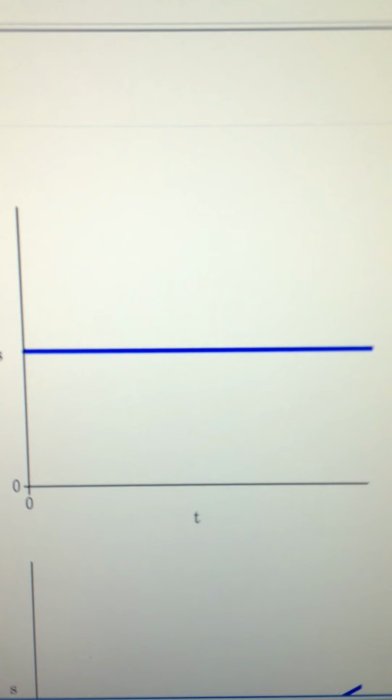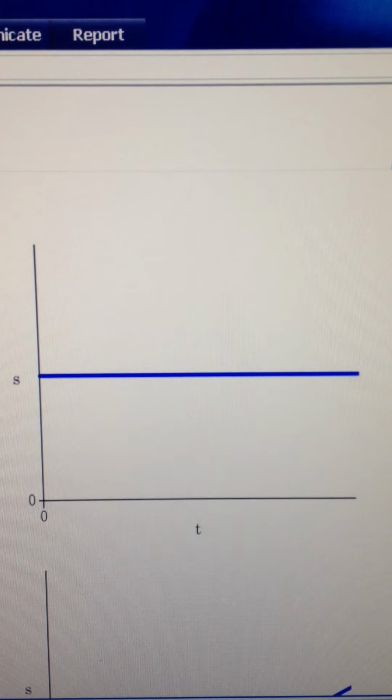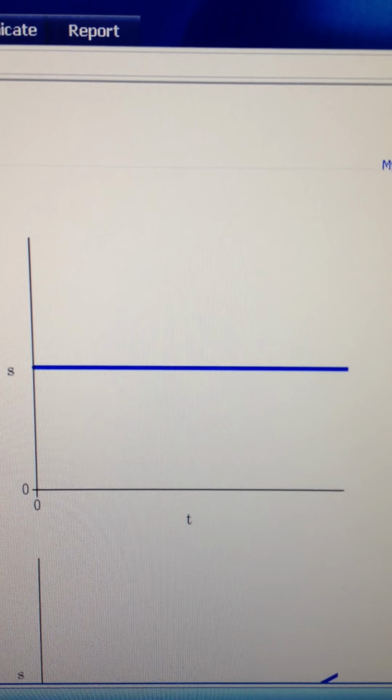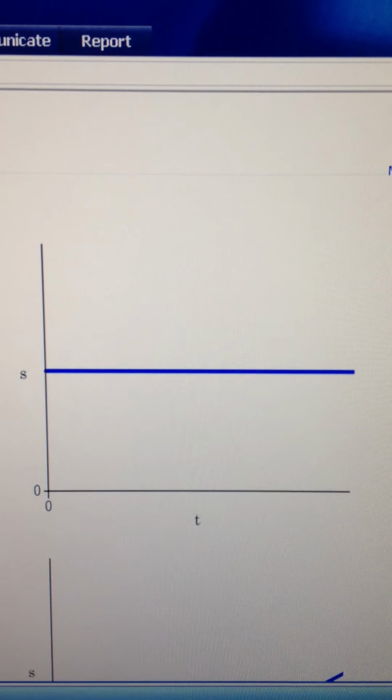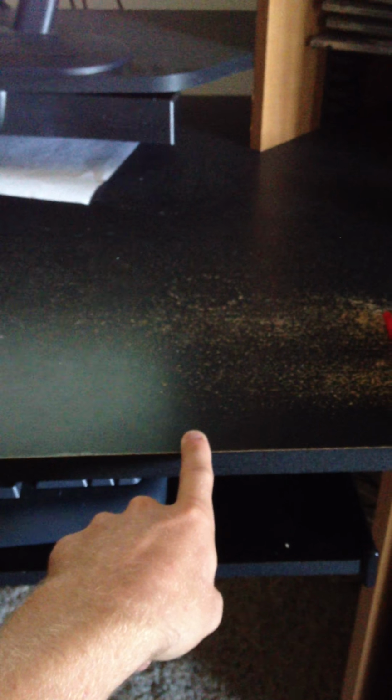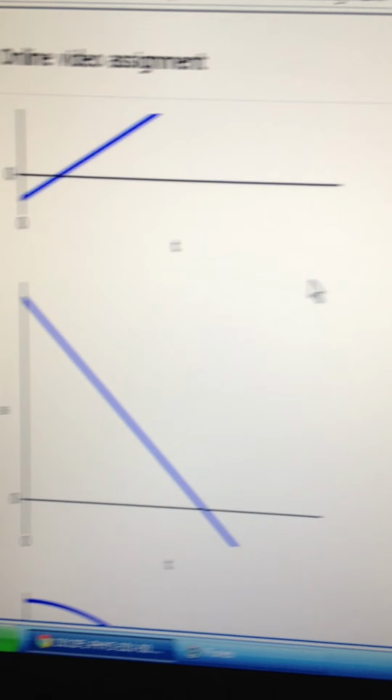This next one is fairly easy because it starts out in the positive direction but it has no velocity. So with my finger, the way to demonstrate that would be just right there. It doesn't move. On to the next one. This one.